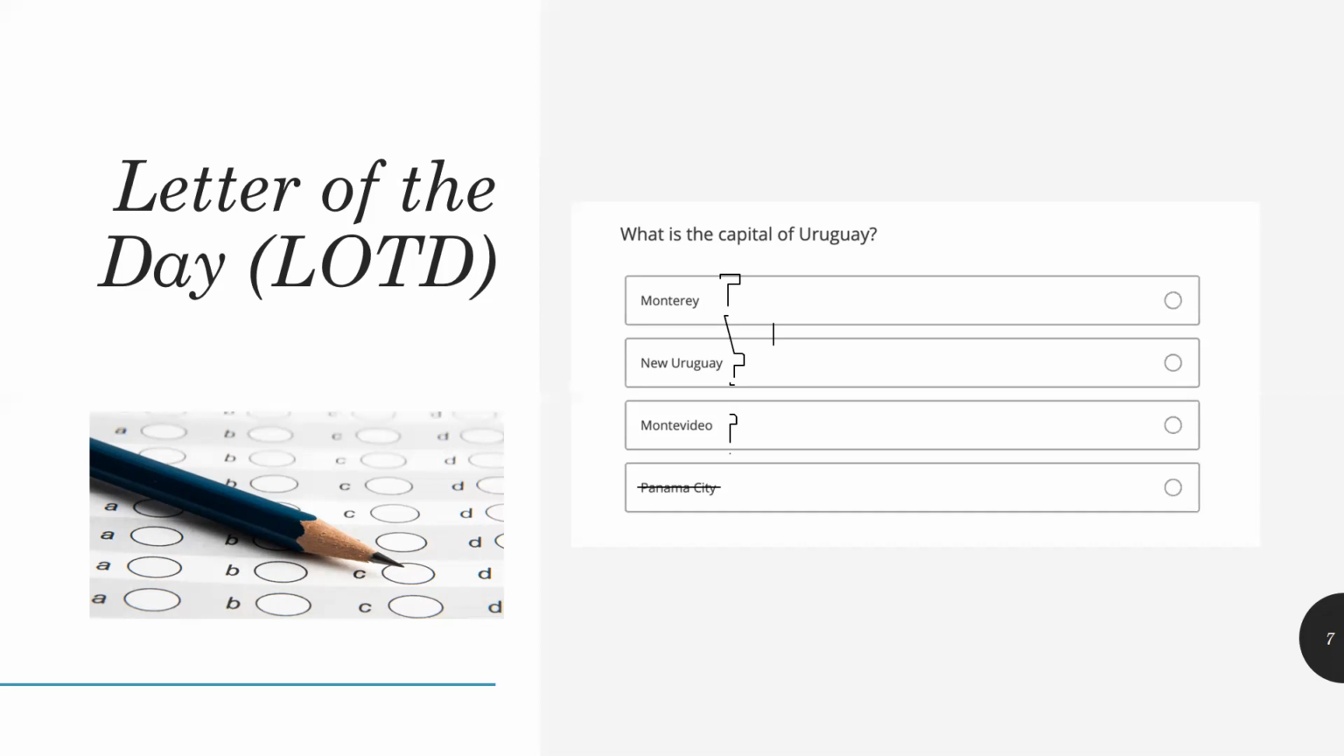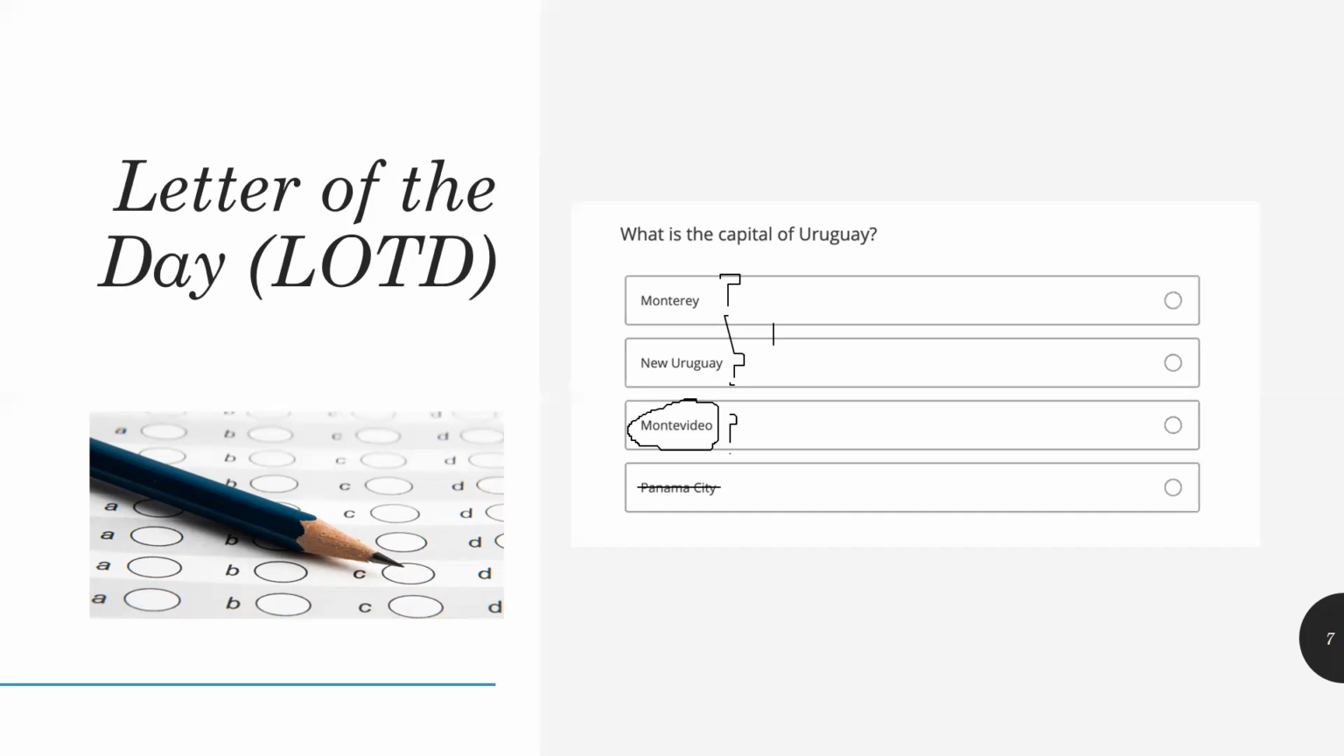And so it could be any of those. And let's say my letter of the day was C. And so I would circle in the bubble. I would go, my answer is C. And yes, you guys may have looked it up. The capital of Uruguay is Montevideo, and I would have got it right.